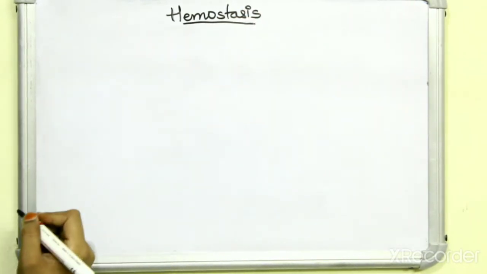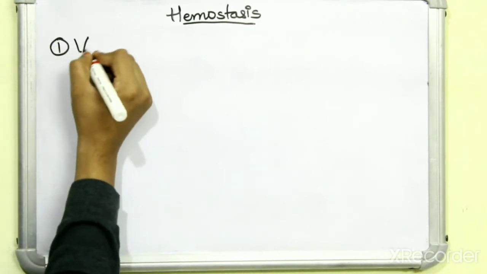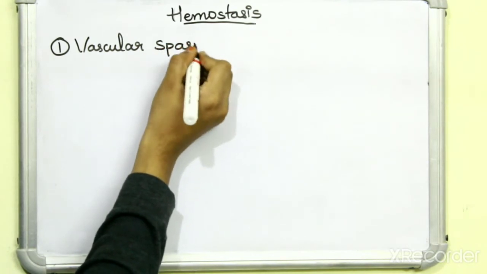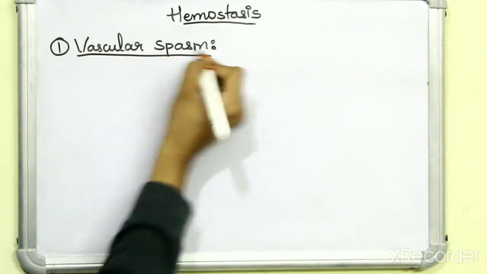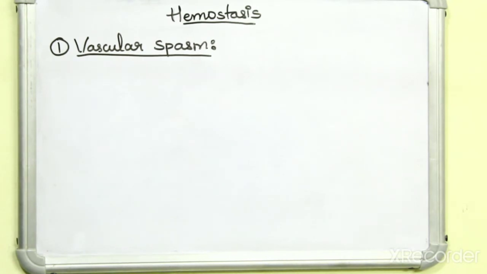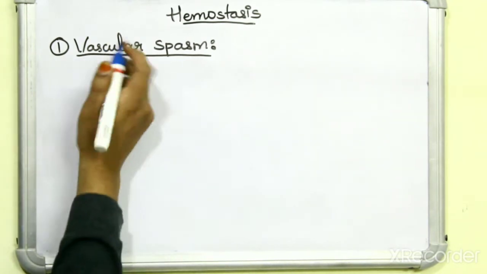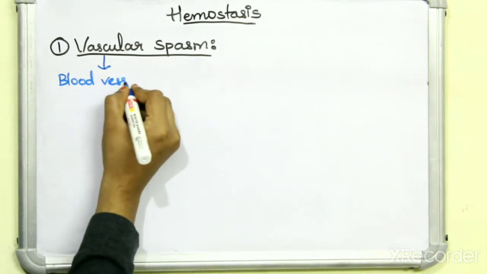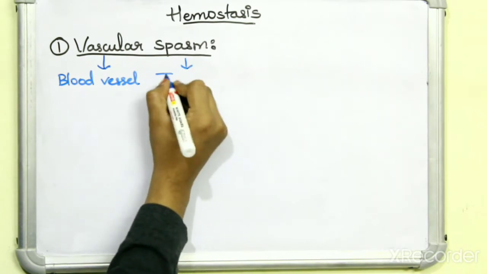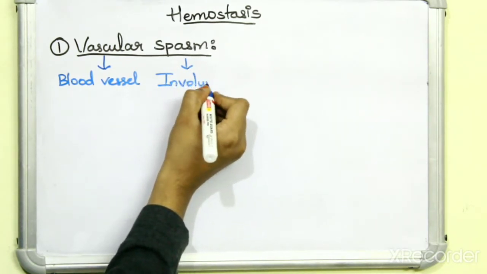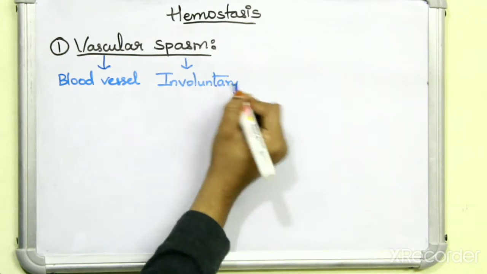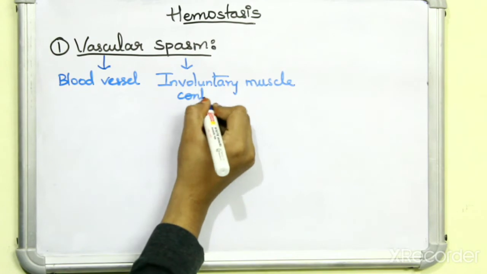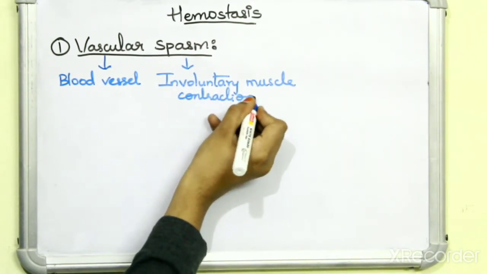There are several responses or mechanisms. The first one is vascular spasm. The term itself explains its function. Vascular is generally used for blood vessels or the region which carries blood, and spasm is involuntary muscle contraction. Now, what is involuntary? Involuntary is nothing but the action which is not under the control of the conscious mind, just like our heartbeat.